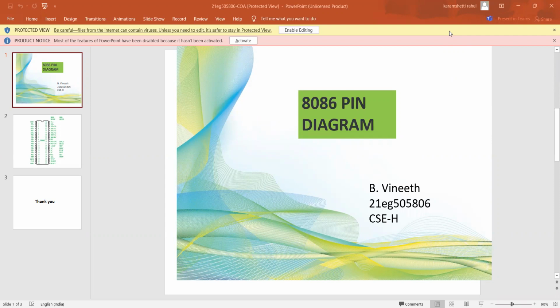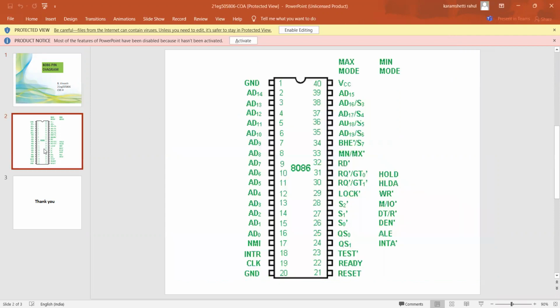I'm going to explain the 8086 pin diagram. In the 8086, there are totally 40 pins, in which 32 are common pins and the remaining 8 are either maximum pins or minimum pins. From AD0 to AD15, these are address data lines, and these are of 16 bits.